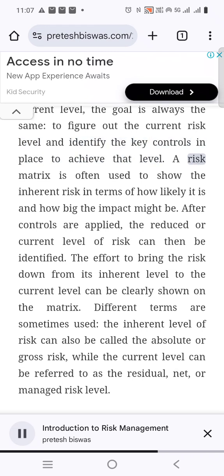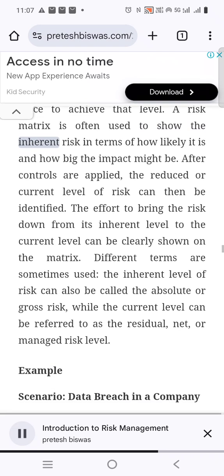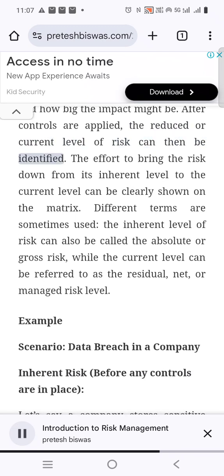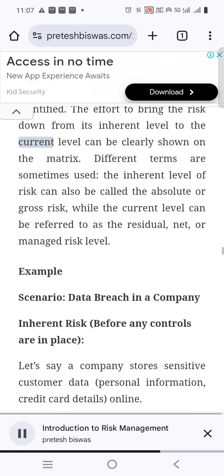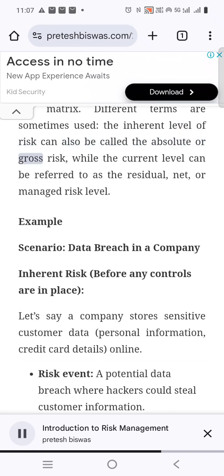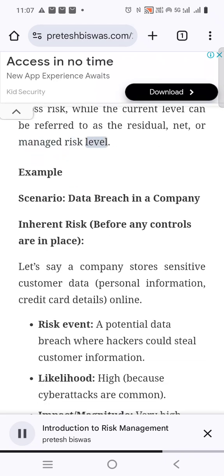A risk matrix is often used to show the inherent risk in terms of how likely it is and how big the impact might be. After controls are applied, the reduced or current level of risk can then be identified. The effort to bring the risk down from its inherent level to the current level can be clearly shown on the matrix. Different terms are sometimes used. The inherent level of risk can also be called the absolute or gross risk, while the current level can be referred to as the residual, net, or managed risk level.